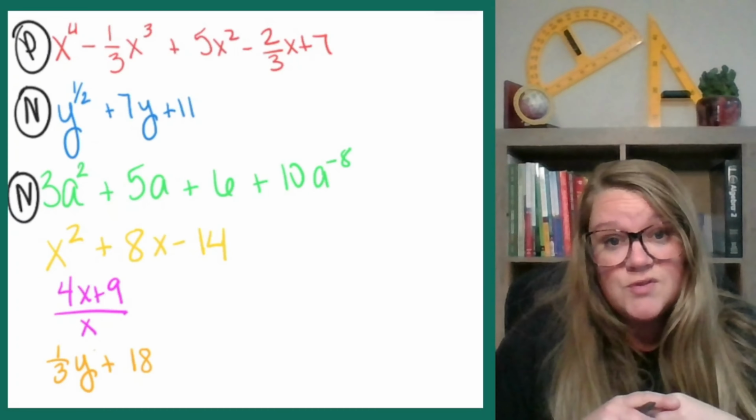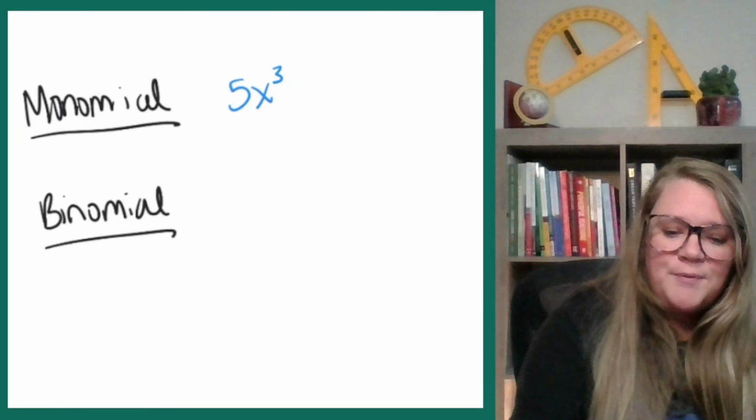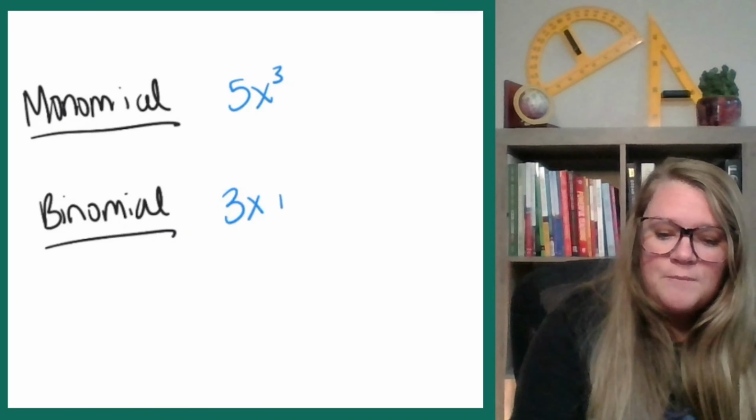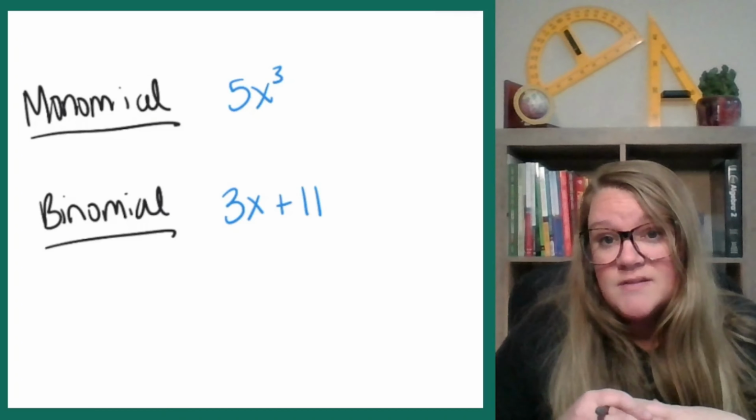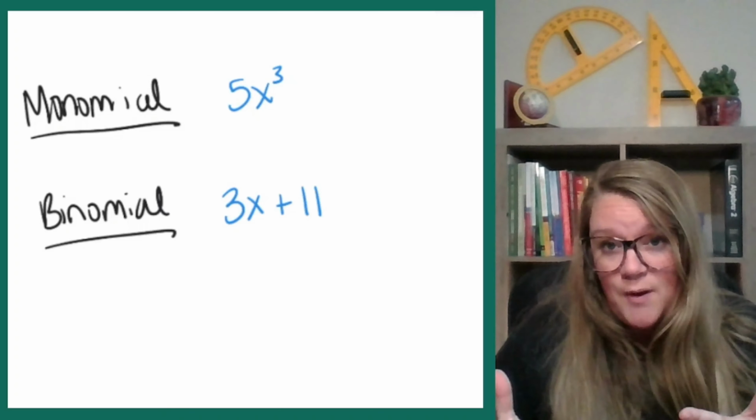Okay. The next type of polynomial is called a binomial. All we're doing is changing that prefix, that part that's at the front. A binomial, if you could guess this one, it's like a bicycle. Bicycle has two tires. A binomial has two terms. Okay, so a binomial is a type of polynomial that just has two terms. So an example of that would be 3x plus 11. There are two terms there. That is classified as a binomial. It's also a type of polynomial.